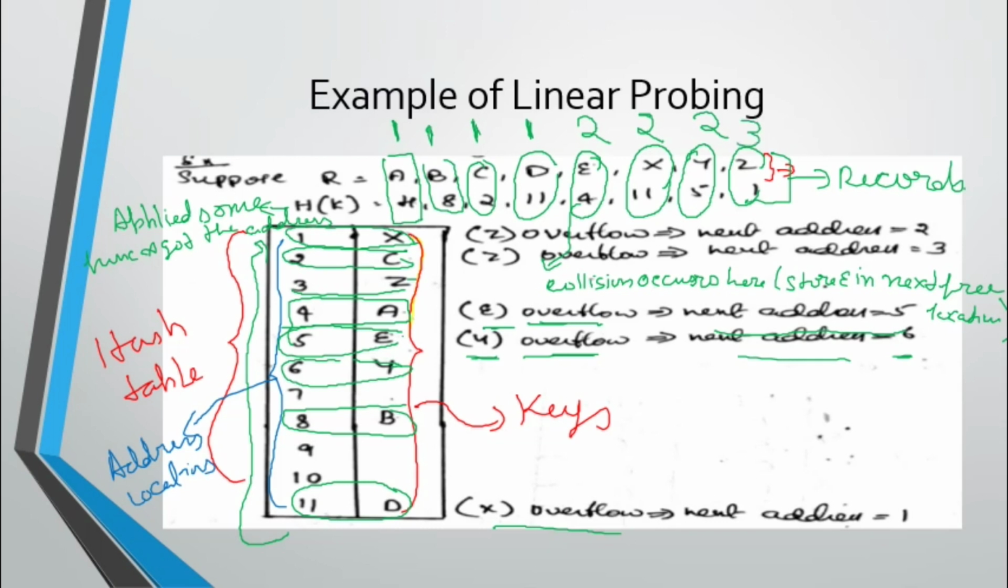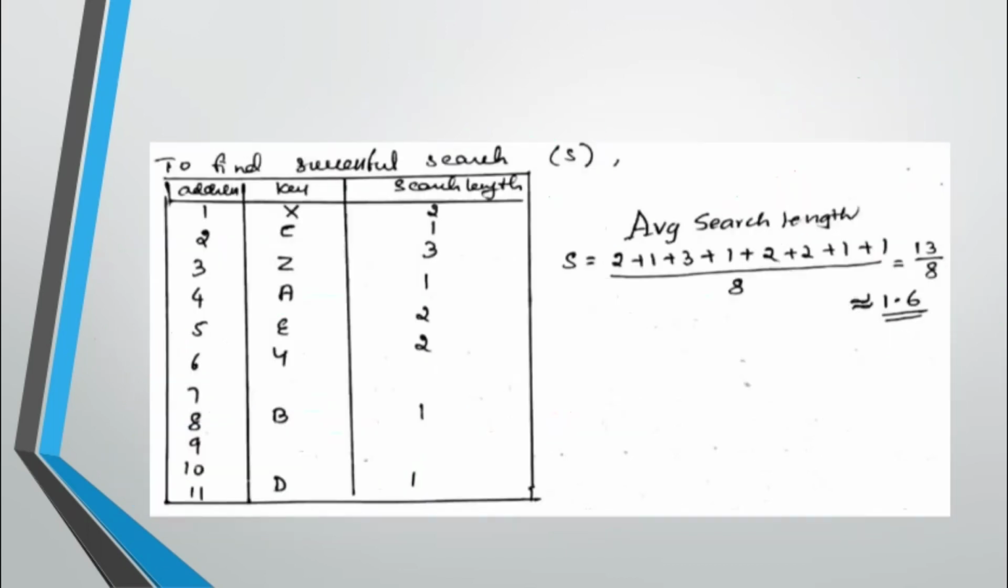So what are these? These are nothing but search lengths. When we do linear probing, the search length is what we store while moving to the next location. That is called the search length, and that is what I was just showing you: how we stored all these alphabets x, c, z, a, e in different addresses. I already told you in the previous slide how the search length is calculated.